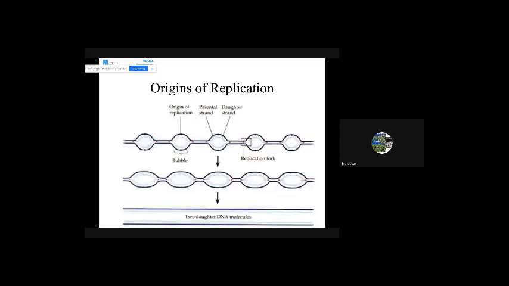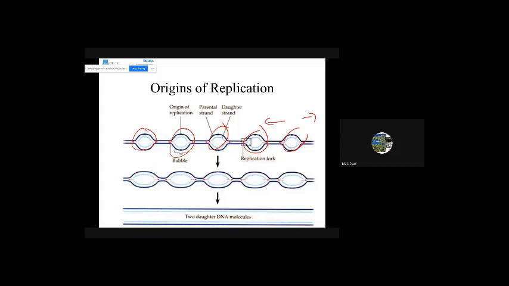Here we're seeing eukaryotic chromosomes. Notice they're more linear in shape, and that each one of these little bubbles is an origin of replication. So replication starts at all of those different locations on the same chromosome, and it goes in both directions. What we end up with are two pieces of DNA that are exactly alike.